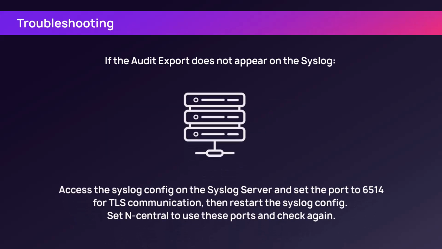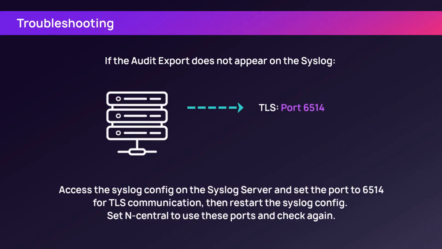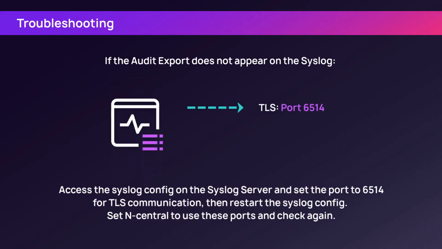If everything else in the configuration is correct, try accessing the Syslog config on the Syslog server and set the port to 6514 for TLS communication, then restart the Syslog config. Set N-Central to use these ports and check again.